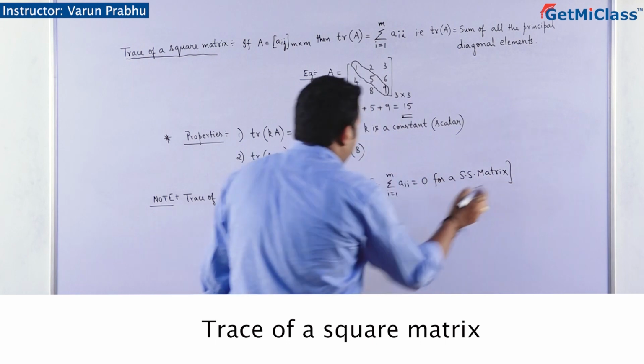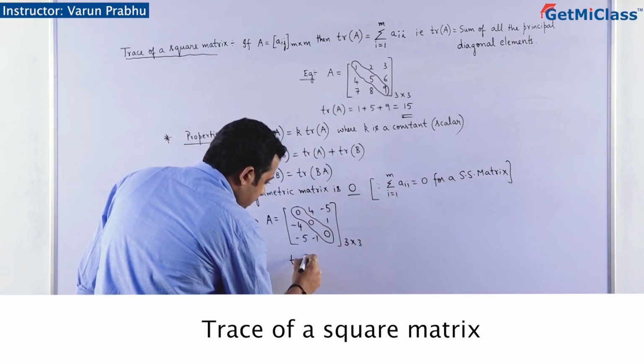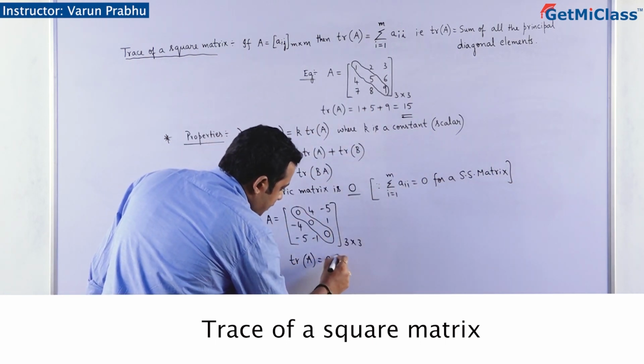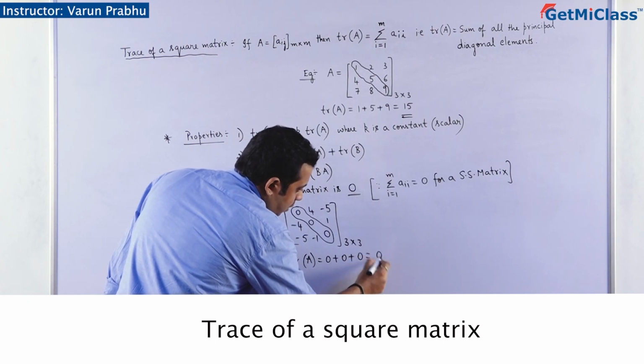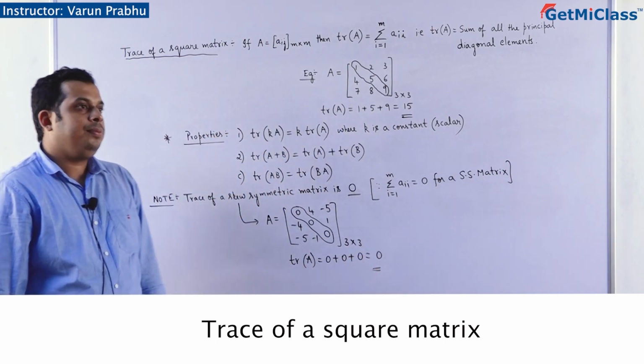Is it okay? So what is the trace of A here in this case? Trace of A should be equal to 0 plus 0 plus 0, that is equal to 0, which is the answer to the question. Is it okay?